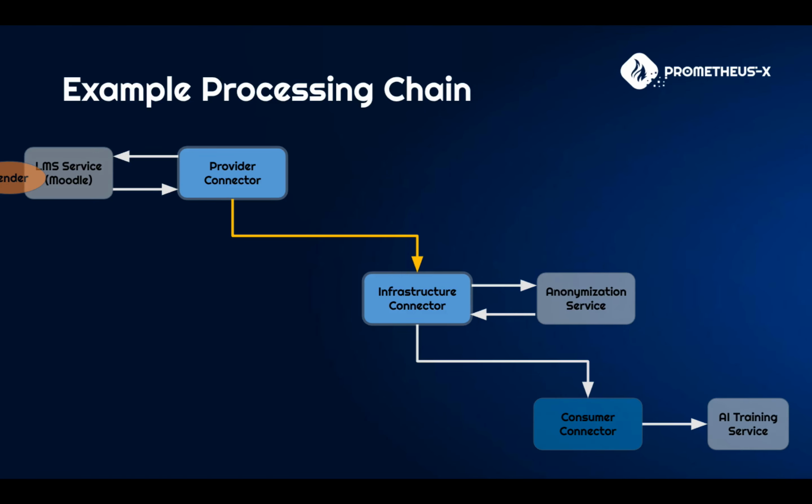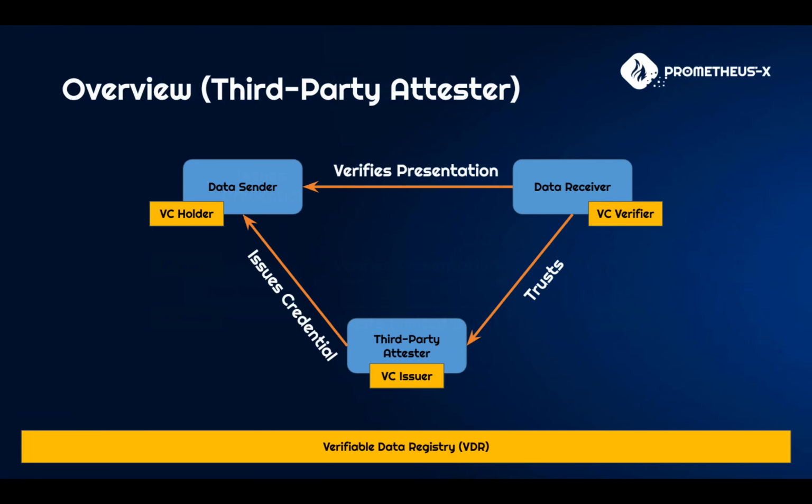For any such step, we can define roles of data senders and receivers. Veracity requirements can be defined on data flows such as the one highlighted in the figure. This figure shows an overview of a scenario where third-party attestation is used. A third party, trusted by the future data receiver, issues a verifiable credential representing an attestation of veracity to a data sender. The sender stores this credential in their SSI wallet.